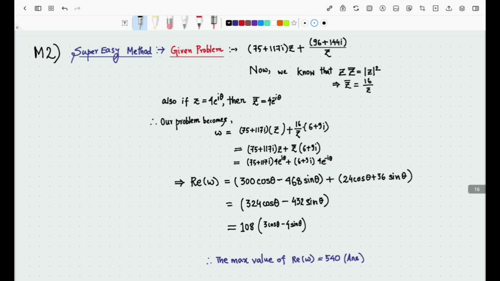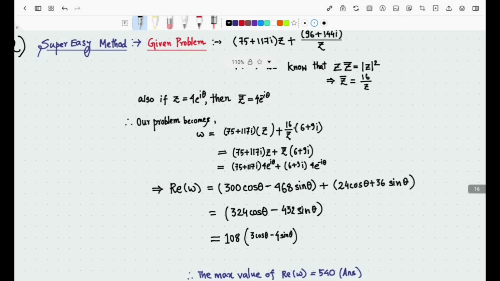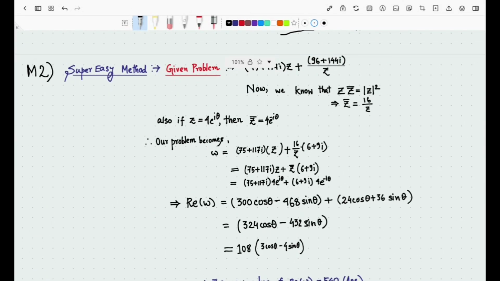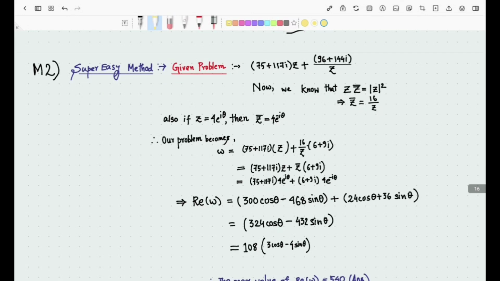So what I have done is I have just written down that complex number z, right? Complex number z times the conjugate of the complex number z is always equal to modulus of z squared, right? Let me just highlight it so that you can understand which line I am talking about. So this is the particular thing that I am talking about. From here what I have taken out is that z bar is equal to 16 divided by z.